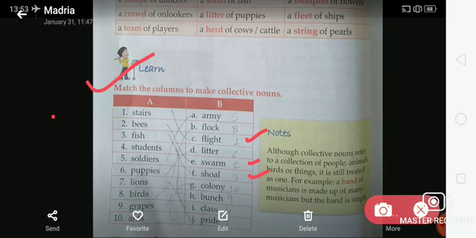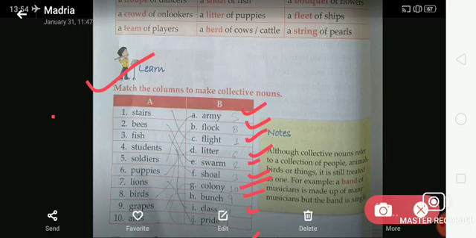Fourth is students. So we will match with I, class. Fifth is soldiers. So it will be matched with A, that is army. Sixth is puppies. So it will be matched with litter. Seventh is lions, so we will match with pride. Next is birds, that is number 8, so we will match with flock. Number 9 is grapes, so we will match with bunch. And number 10 is ants, so it will be matched with G, that is colony. Okay, so just like this you have to match these given collective nouns.